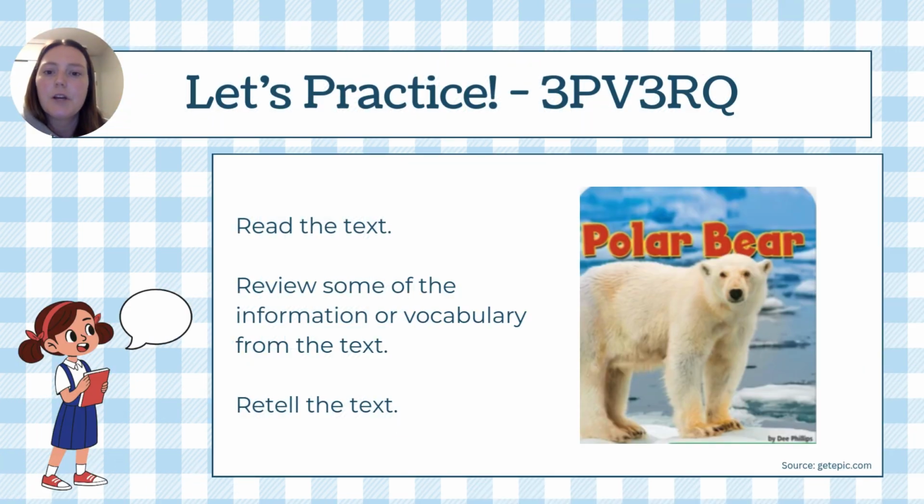Next is the 3 R's. So the first R is read the text. We could implement some of our fluency strategies, either do choral reading, echo reading, or partner reading. And then we would review some of the information or vocabulary from the text. When doing an informational text like this, we end with that glossary again, so that's a great way to circle back to that vocabulary. And then we could add, what did you learn more about blubber after reading the text?